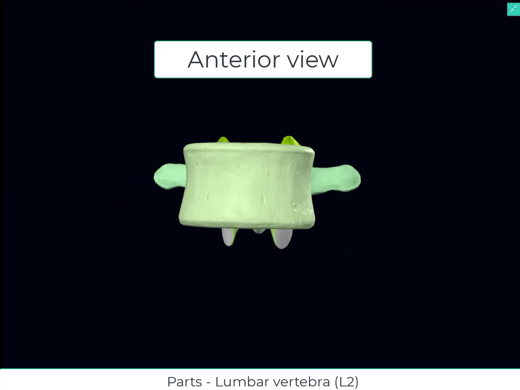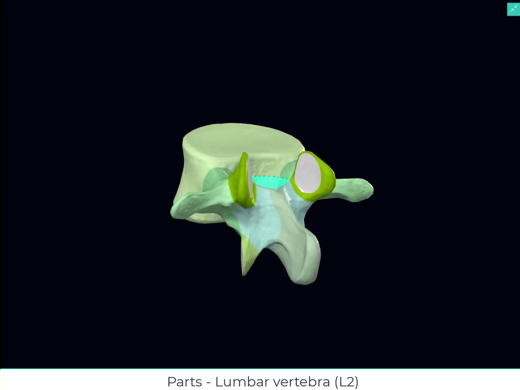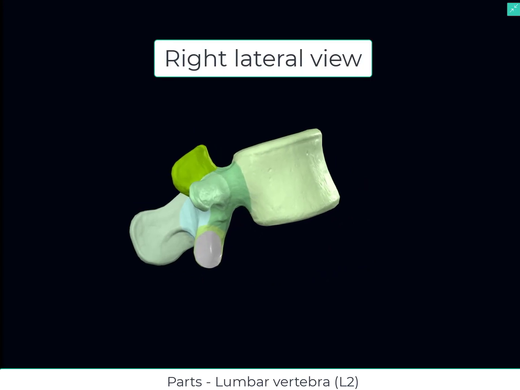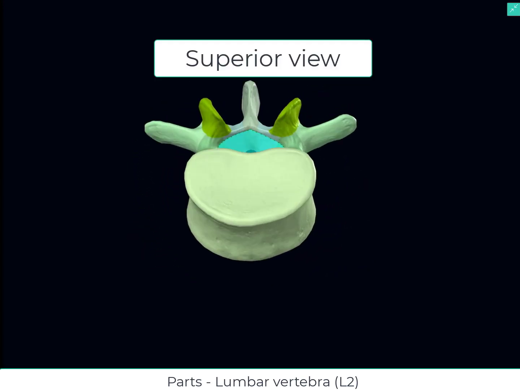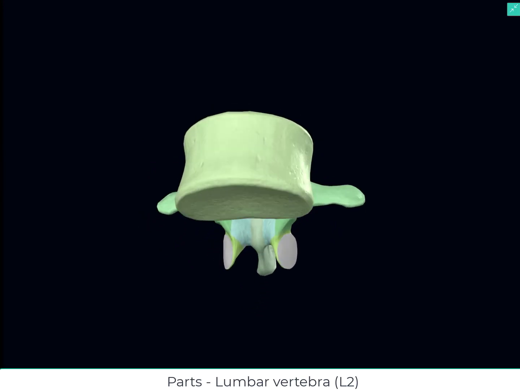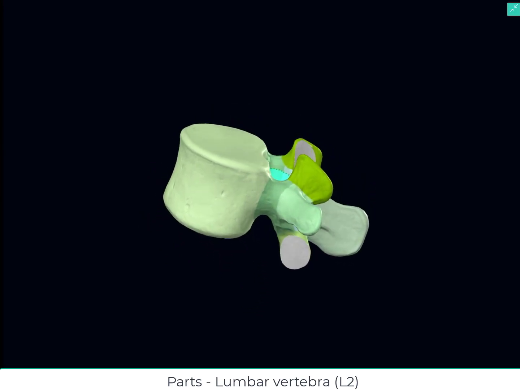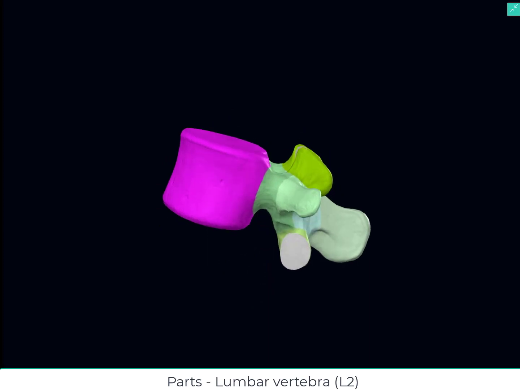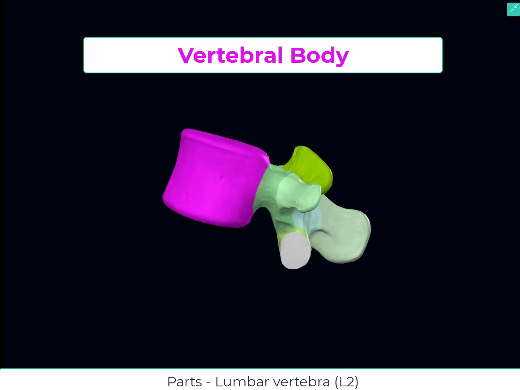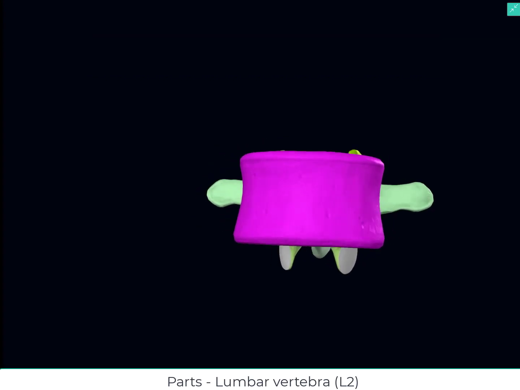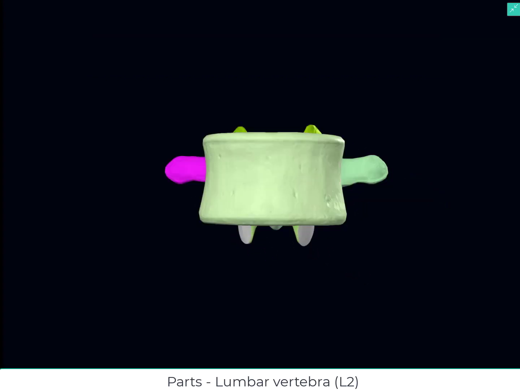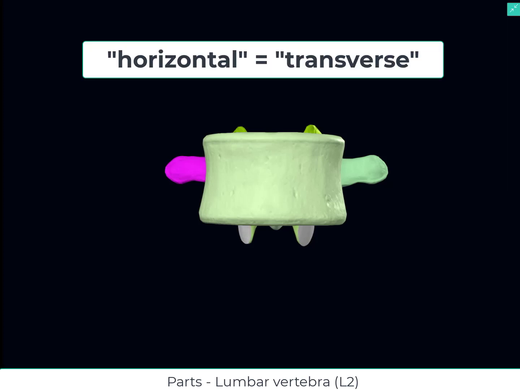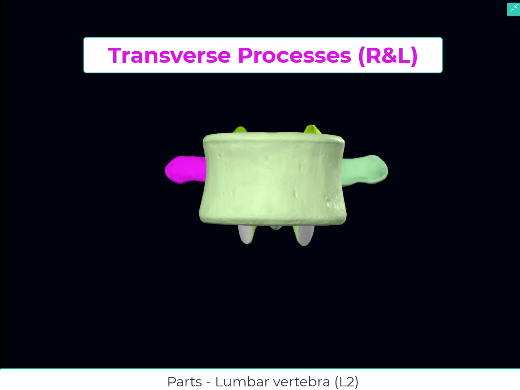This is an anterior view, left lateral view, posterior view, right lateral, superior view, and inferior view. As you can see, the biggest part of this vertebra is this structure. We actually call that the vertebral body. And if you look from the anterior view, you are going to see that we have two horizontal processes. Because the word horizontal is similar to transverse, we are going to call these two processes transverse processes on the right side and on the left side.